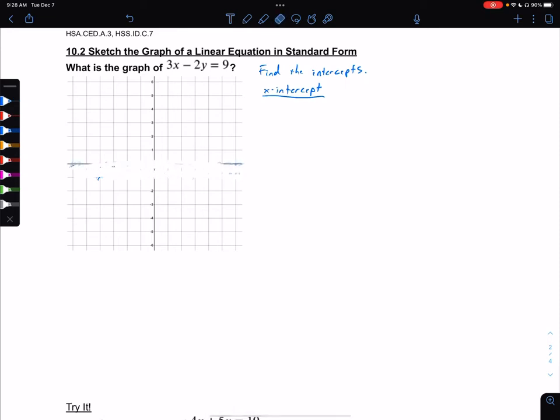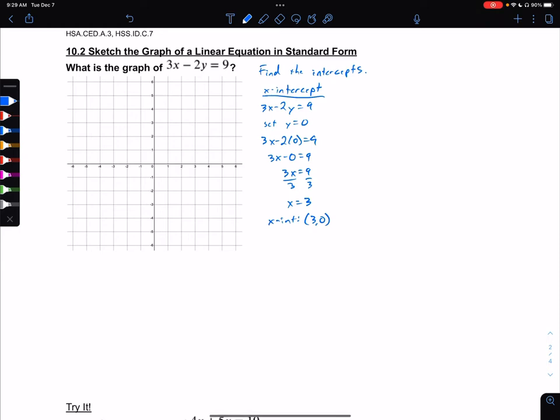So what we can do when we're looking for the x-intercept in the equation 3x minus 2y equals 9, we're going to set y equal to 0. And now we do 3x minus 2 times 0 equals 9, and we solve for x. So 3x minus 0, 3x equals 9, and then we would divide by 3. So x is equal to 3. That's going to be my x-intercept. So my x-intercept is (3, 0).